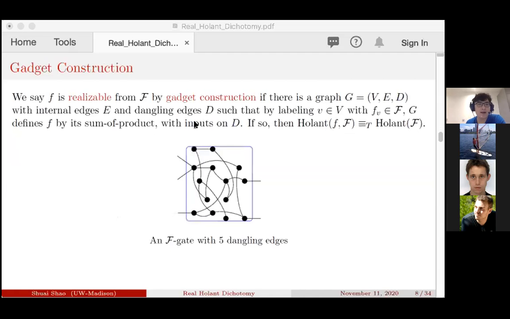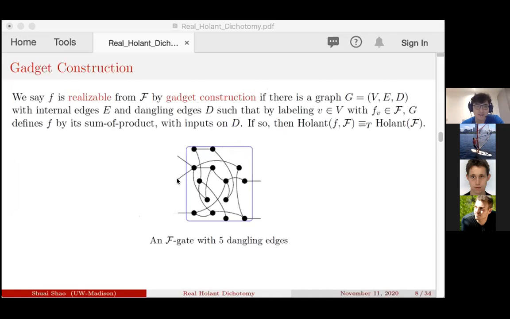Now, in order to prove sharp-P hardness, we need to build polynomial time reductions. So a commonly used approach is gadget construction. Now we say a signature, small f, is realizable from a signature set script F by gadget construction if there is a graph with some internal edges and dangling edges, such that labeling vertices in this graph with signatures from the signature set script F, the graph G defines this small f by its sum of products with dangling edges as variables. So for example, if we take a look at this graph, it has 5 dangling edges.